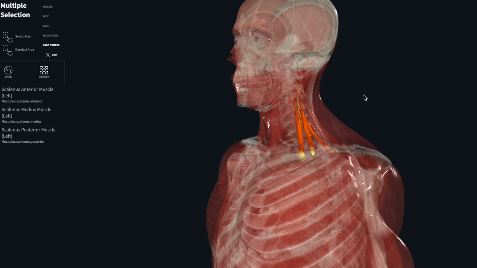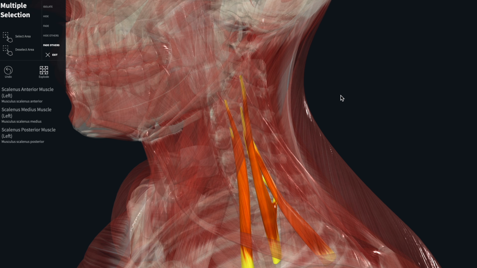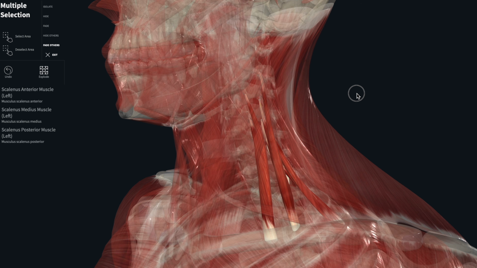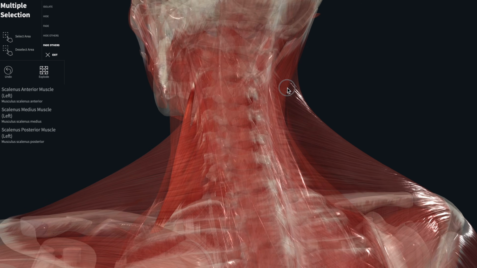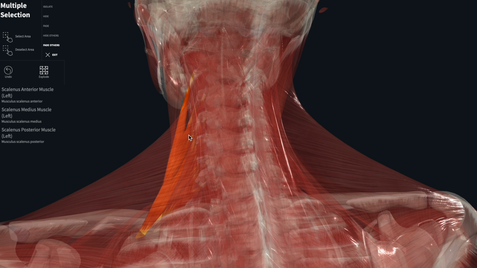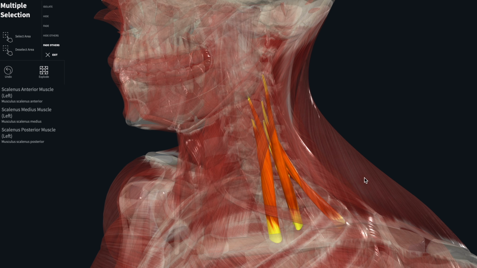I'm going to talk about that in a second. Let's first of all fade everything around them. Now you can see that these muscles are a little bit different because in comparison to the SCM, they have different connection points. The SCM connects to the skull, but the actual scalenes connect onto the cervical vertebra, and they also connect onto the first and second ribs.